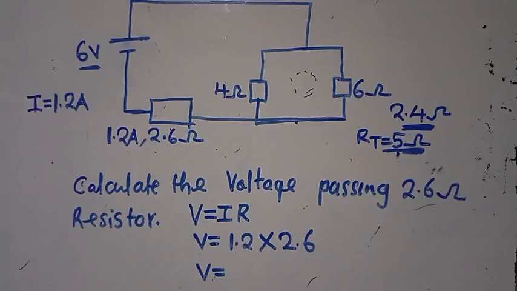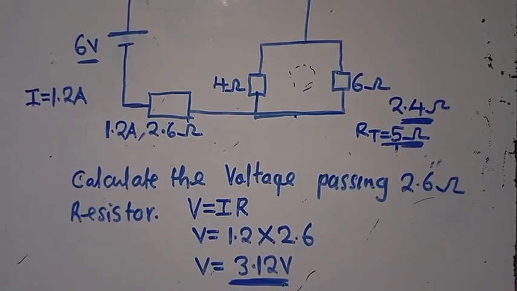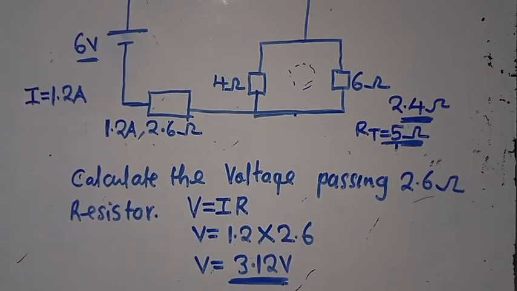So when we multiply here, what answer are we getting? 1.2 times 2.6, we are getting 3.12 volts. This is the answer that we are getting. So volts, just like this. This is what we are supposed to do.